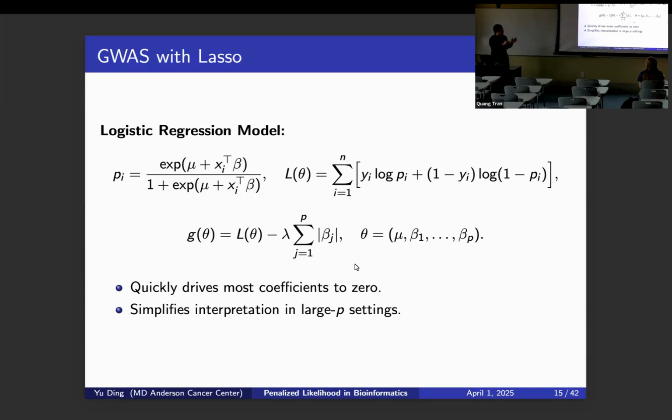Okay, so the effects coming from the lasso regression are quite straightforward. It will quickly drive most of the coefficients to 0. How it behaves, I will introduce later. But the effect of it will simplify the interpretation of large P settings.